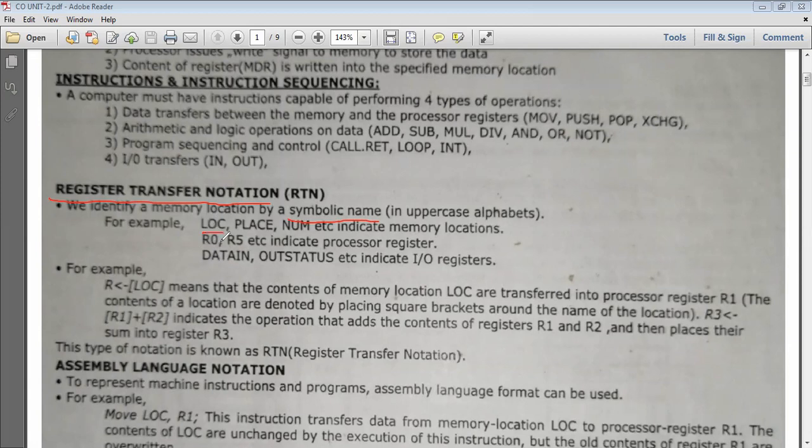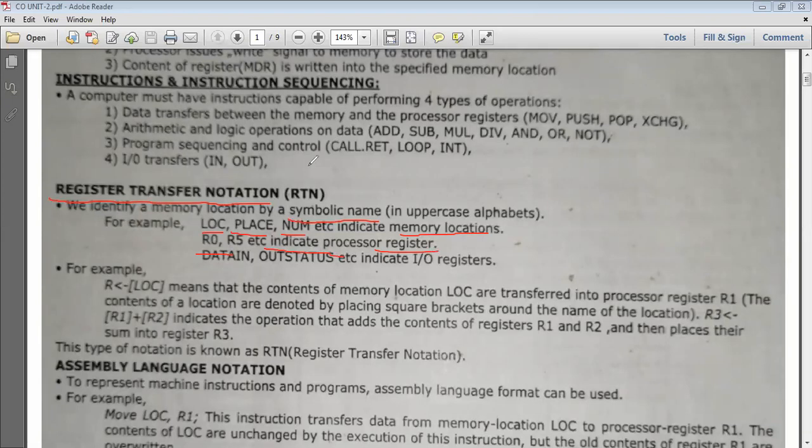LOC, that is location. Place, num. These indicate memory locations. To indicate memory locations, generally we use these labels. Next, R0, R5, etc. indicate the processor registers. That is R0, R1, R2, and so on, up to Rn minus 1 registers in the processor. Those are called processor registers.